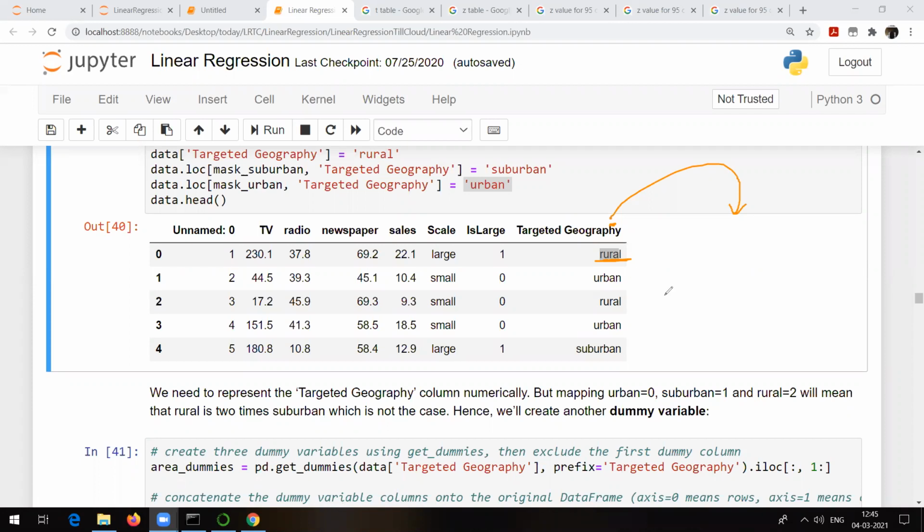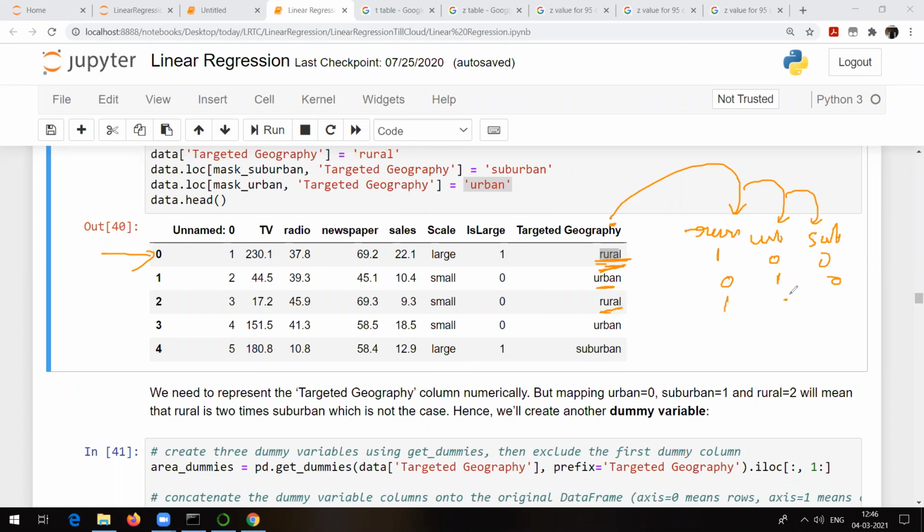Okay. So what's going to happen is, targeted geography is going to be converted into 3 columns. It will be like targeted geography underscore rural, targeted geography underscore urban, and targeted geography underscore suburban. Now for the first row, what is the output here? Rural. So if I am saying rural, this rural is going to be 1, others are 0. Urban, if I am saying urban, it is going to be 1, others are 0.